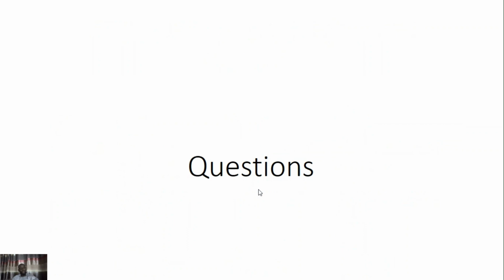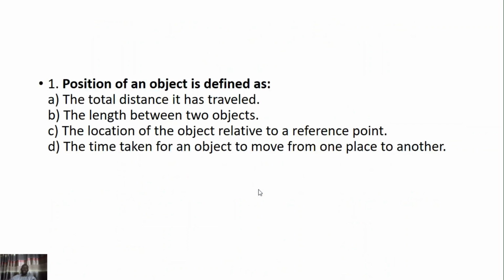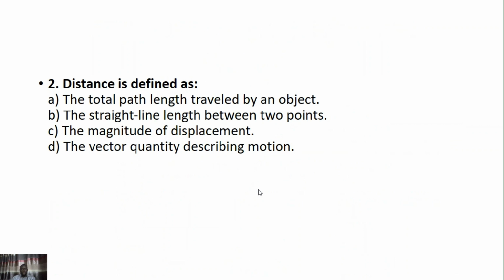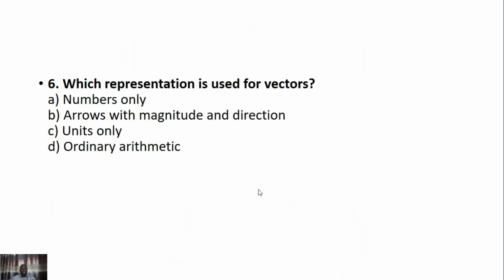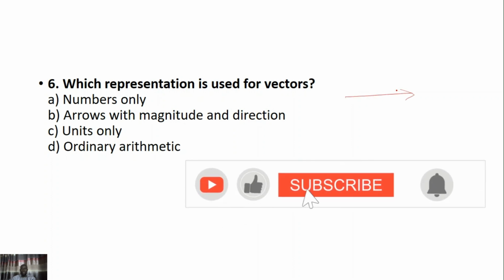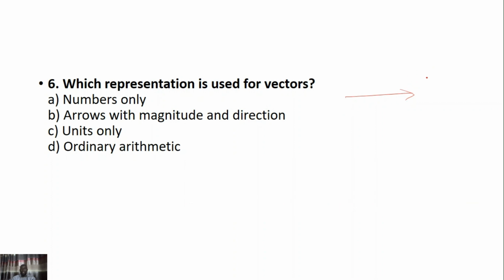Having gone through these scalar and vector quantities, let's look at some questions. Question one: position of an object is defined as... I believe you should be able to know this because we talked about it in the lecture. Okay, you can rattle your brain on these so that you can consolidate on what you have had in the lecture. Okay, distance, the definition is there. Okay, then the displacement, scalar quantity, vector quantity. The representation for a vector, don't forget, is an arrow, the length of which represents the magnitude and the head represents the direction. Okay.